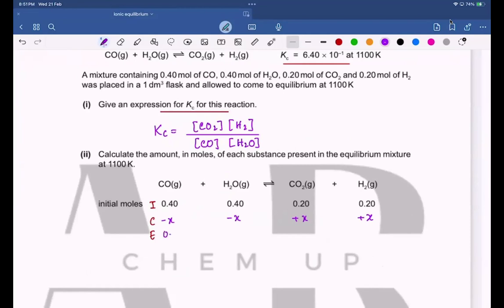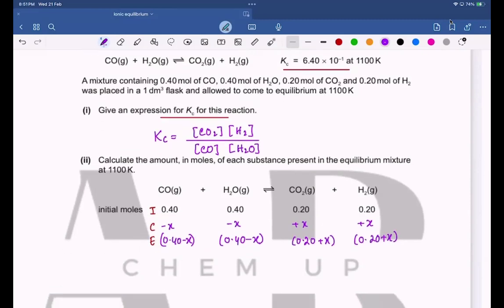So 0.40 minus X, 0.40 minus X, 0.20 plus X, and 0.20 plus X. Now the Kc equation is already written over here. We are now going to substitute the values. The Kc value is 6.4 exponent minus 1 is equal to, in the numerator, 0.20 plus X times 0.20 plus X. I will write it 0.20 plus X whole square because both of them are going to multiply with each other. Is this clear? Yes, sir.